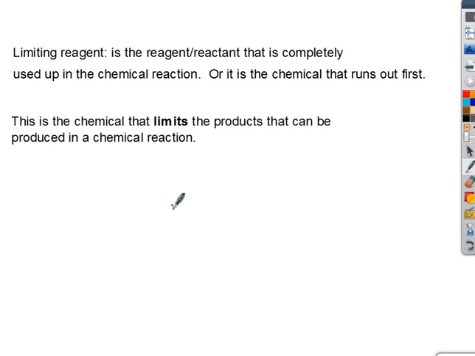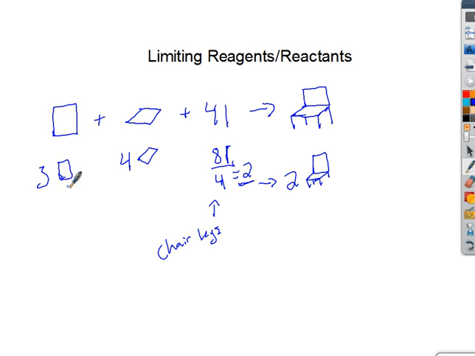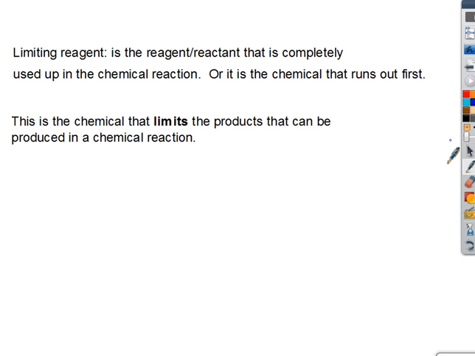So a limiting reagent is the reagent or reactant that is completely used up in a chemical reaction, or it is the chemical that runs out first. Back in our previous example, we did not run out of chair backs, we did not run out of chair seats, and they were not completely used up. Only the chair legs were completely used up in that reaction. So the limiting reactant is the chemical that limits what can be produced. It limits the products that can be produced in a chemical reaction.